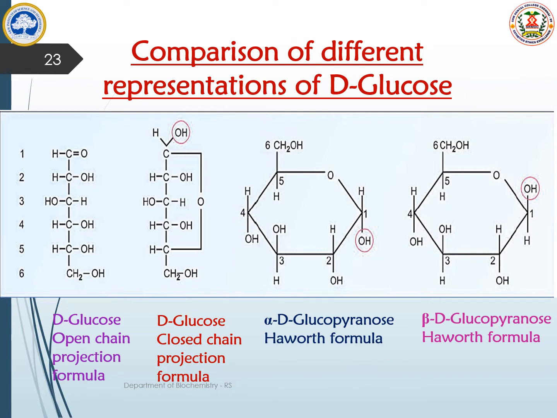Here the picture shows the comparison of different representations of D-glucose. The first structure is the open chain projection or Fischer projection of D-glucose, where carbons are arranged one after the other in the linear form. The second structure is the closed chain projection, where the first carbon forms a hemiacetal linkage with the 5th carbon. This structure is alpha-D-glucopyranose, which is a Haworth projection formula, where in the first carbon the OH is lying below the plane, which is represented as alpha. This structure is the beta-D-glucopyranose, where the OH is lying above the plane in the first carbon. Compared to alpha glucopyranose and beta glucopyranose, the beta glucopyranose was found to be more stable than alpha-D-glucopyranose in the Haworth projection formula.